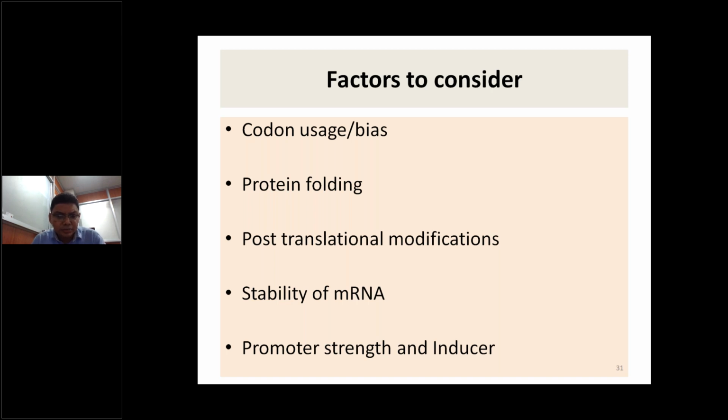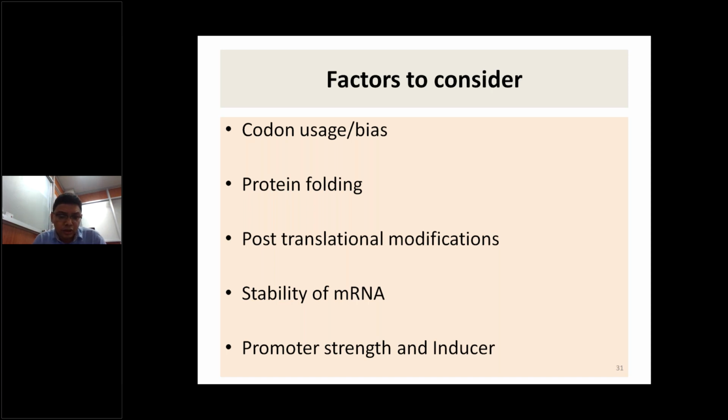And then there comes the promoter strength and the inducers. So what kind of promoter strength you are looking for, and what inducers. If it is a very high promoter strength, then many a times, because of the very high overexpression, there is increased inclusion body formation. And what kind of inducer you want to use, if you are using the bacterial systems or yeast systems.